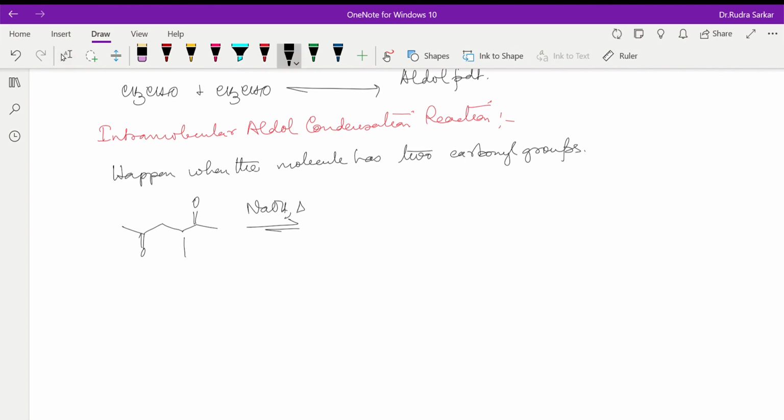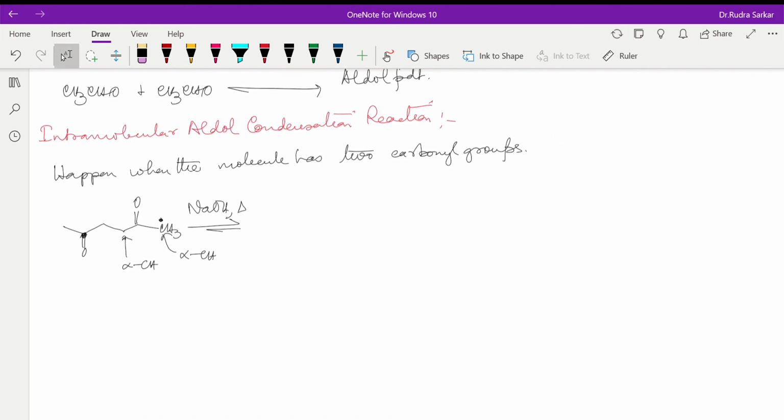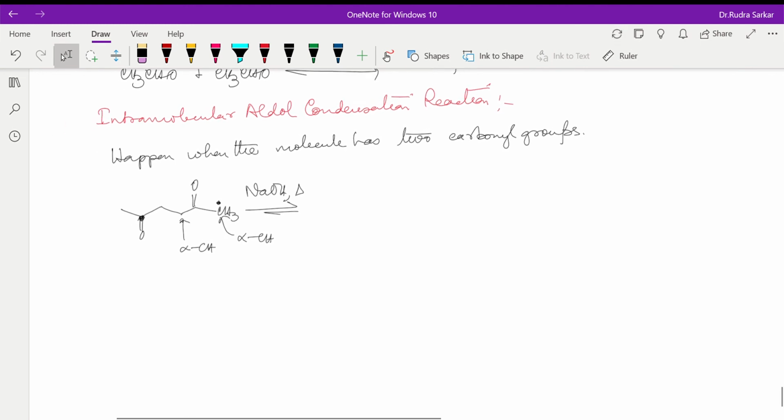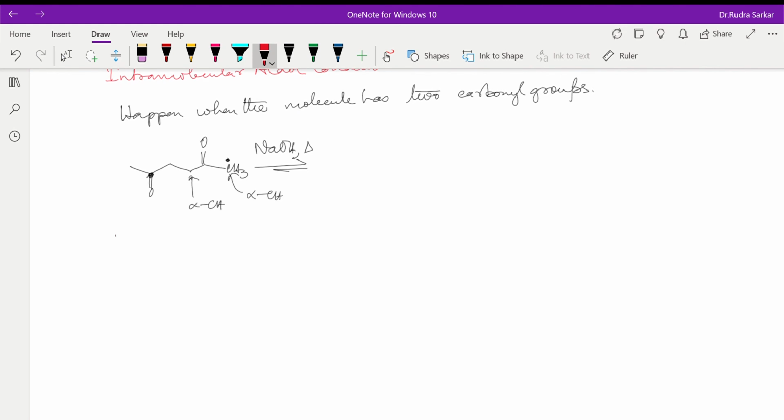So you see here you have an alpha CH and here you have an alpha CH. So either hydrogens from here can be used to form a double bond with this carbon, or hydrogens from here can be used to form a double bond with this carbon. Okay. Now let us take both the possibilities. So let me first do the mechanism of this, then it becomes easier to understand how the product is forming.